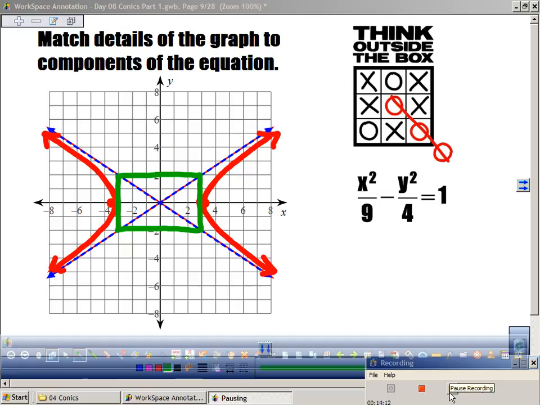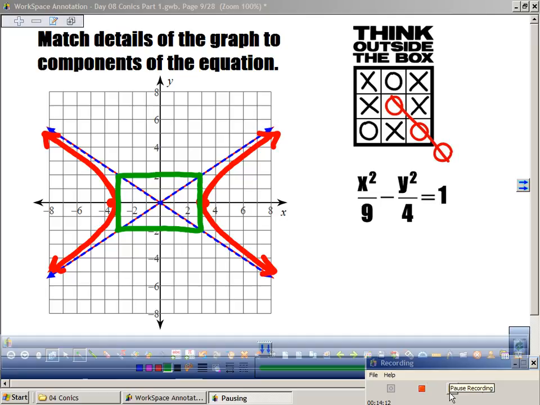Okay, so you guys talk. I'm sorry, I should have said this. Match details of the graph, there are details of this graph, to the components of the equation. This is the equation of a hyperbola. Specifically, that hyperbola right there matches that equation.